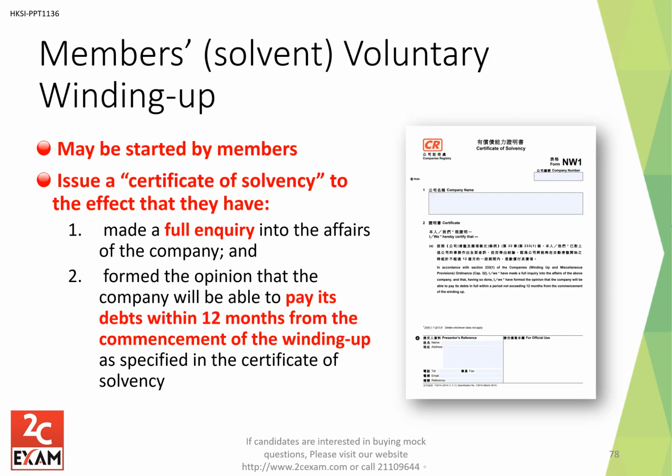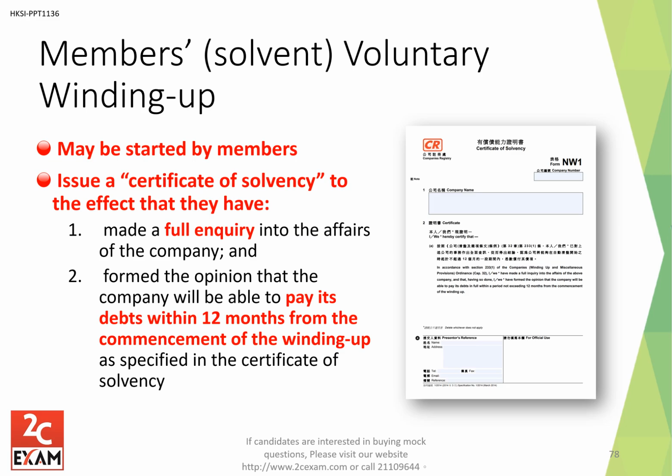Voluntary liquidation is divided into members' voluntary winding up and creditors' voluntary winding up. Members' voluntary winding up, as the name suggests, is the voluntary dissolution of the company by its members. If a member's voluntary winding up is to be carried out, the directors must issue a certificate of solvency to the Registrar of Companies. So, what needs to be declared in this certificate of solvency?